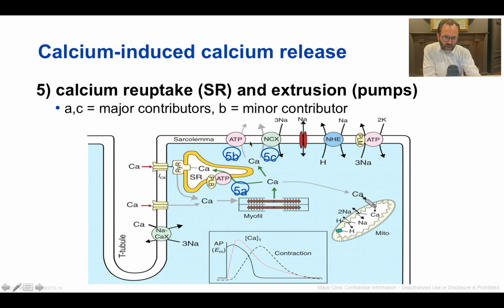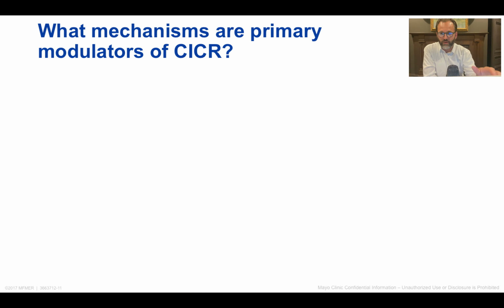which is this sodium-calcium exchanger. You can see that we can bring sodium back into the cell, and we can extrude calcium out of the cell as major contributors to clearance of cytosolic calcium and enabling cardiomyocyte relaxation. Minor contributors of extrusion of calcium from the cell include ATP-dependent mechanisms for the removal of calcium. So that is, in a nutshell, the mechanisms that are contributing to calcium-induced calcium release.